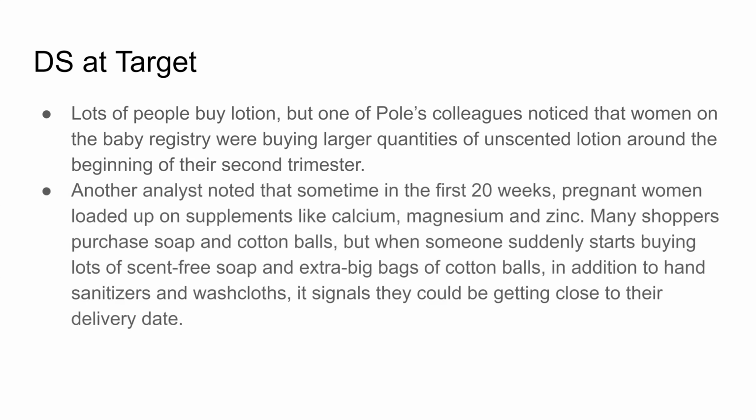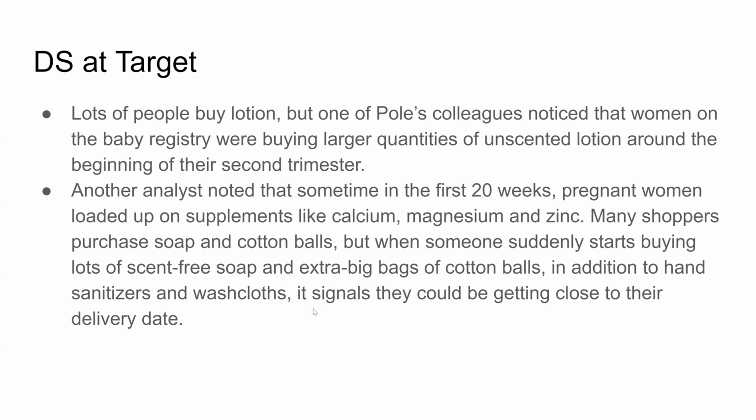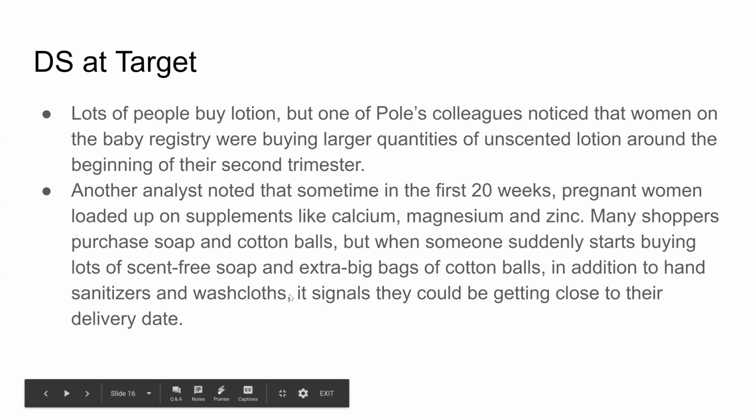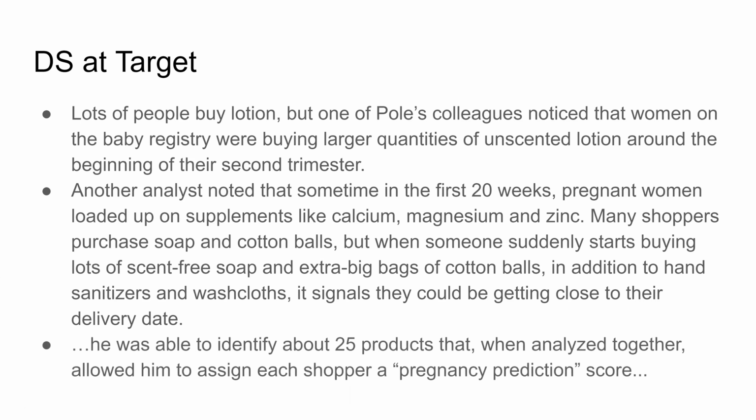And they identified a number of these other things. Supplements, more scent-free soap, lots of cotton balls. You want to be clean, so you have a lot of hand sanitizer, washcloths. You now have this trend and profile of what women buy when they're pregnant, and what they buy over time. So if you have a list of women who are not on the registry and you see they started buying this sequence of products that seems to be correlated with pregnancy, you can probably predict they're pregnant, which is what they did. They were able to identify about 25 products to create a pregnancy score with.